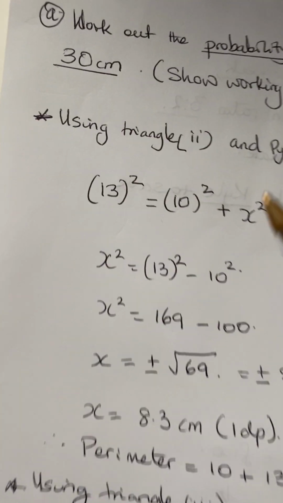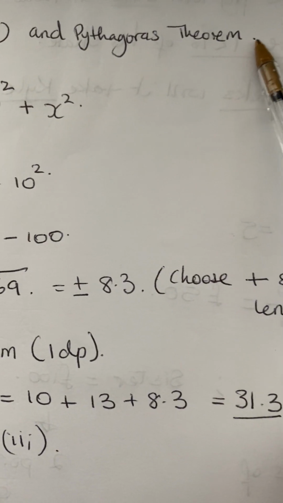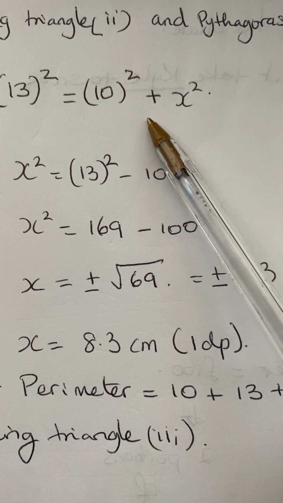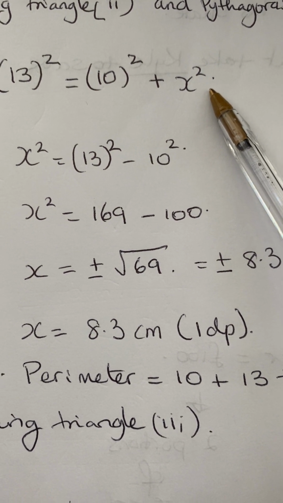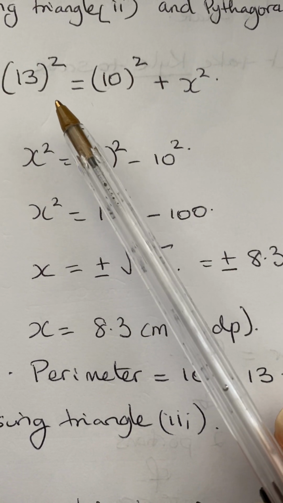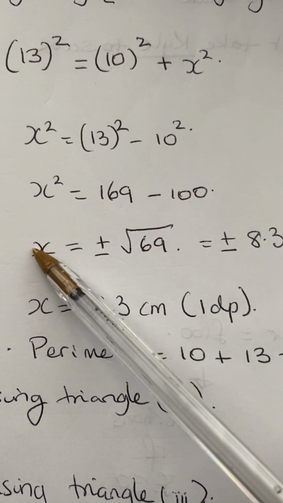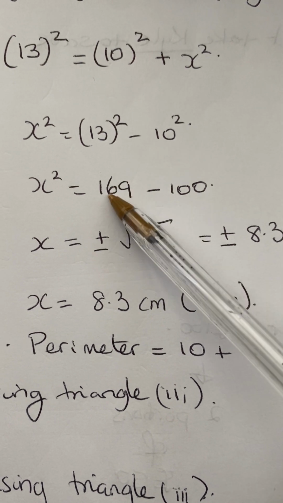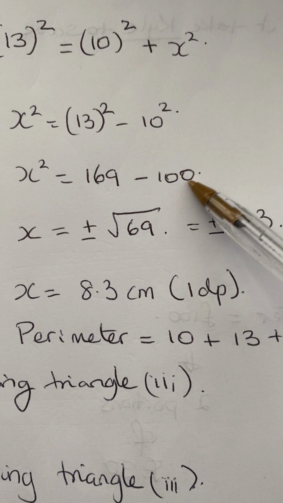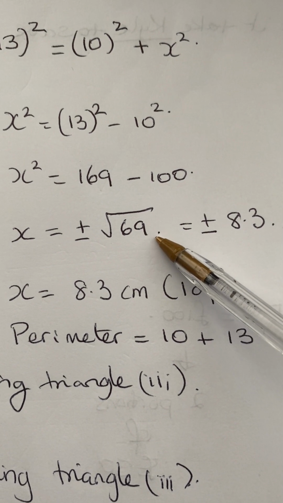So using triangle 2, Pythagoras theorem: 13 squared equals 10 squared plus x squared. Okay, so x squared, that x will be 13 squared minus 10 squared. Now 13 squared is 169. 10 squared is 100. So x will be plus or minus the root of 69.